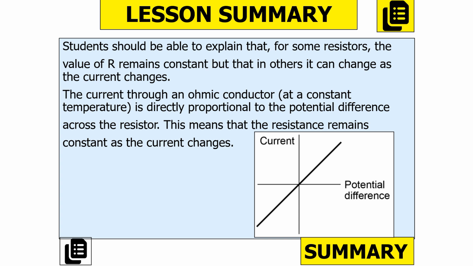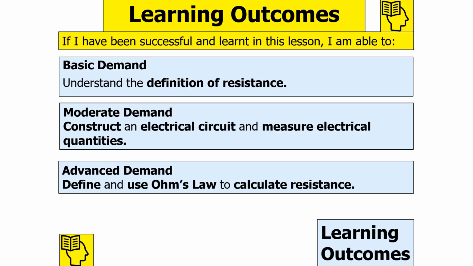The current through an ohmic conductor at constant temperature is directly proportional to the potential difference across the resistor. This means the resistance remains constant as the current changes. So if we've been successful and we've learnt in today's lesson, we'll be able to understand the definition of resistance, construct an electrical circuit and measure electrical quantities, and define and use Ohm's law to calculate resistance.